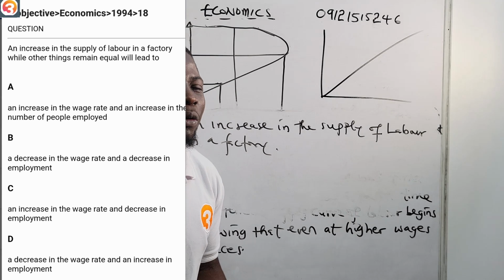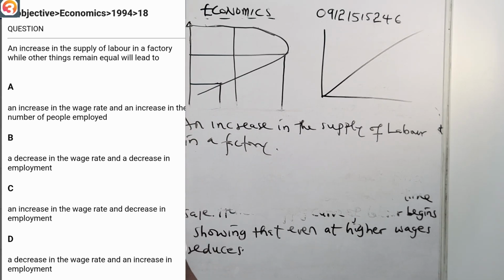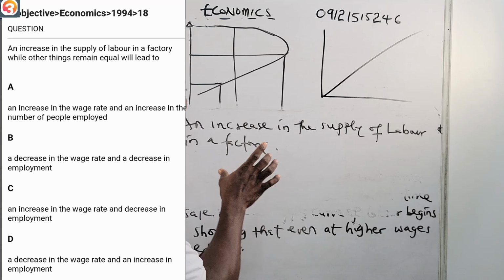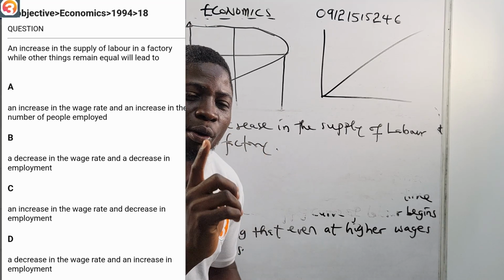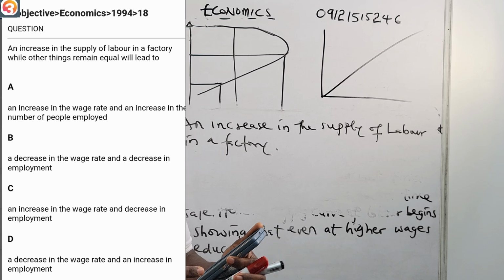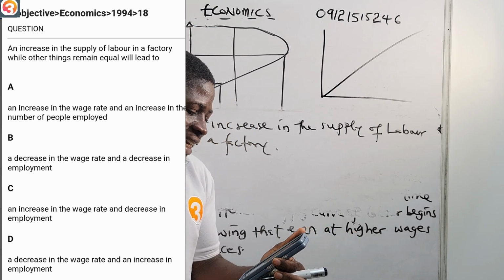An increase in the supply of labor. That means they increase labor supply in a factory. They say while other things remain equal, they did not increase wage rates. They only increase the supply of labor in the factory. They did not increase wage rates.